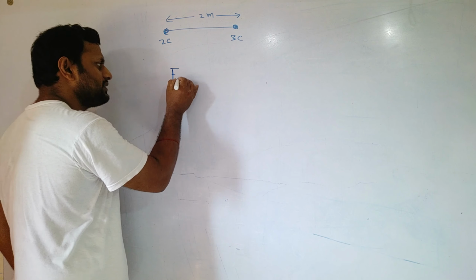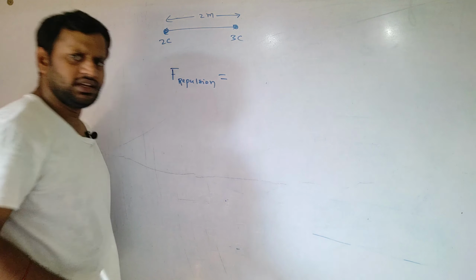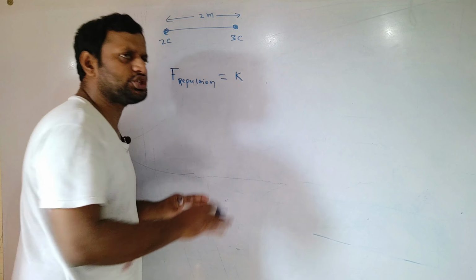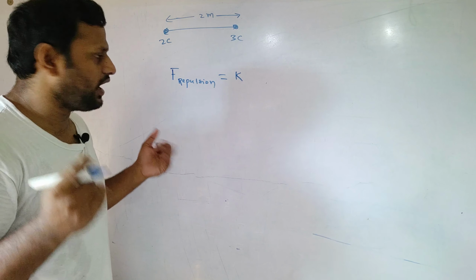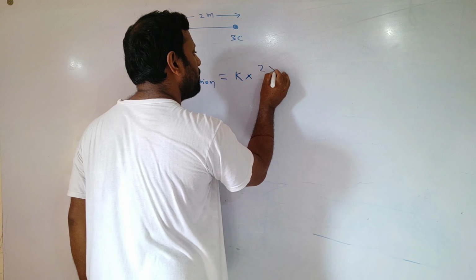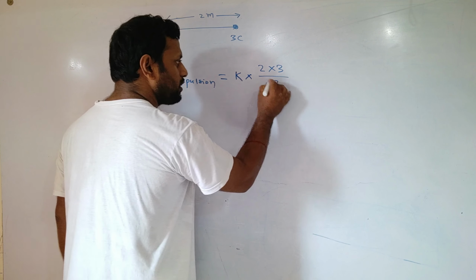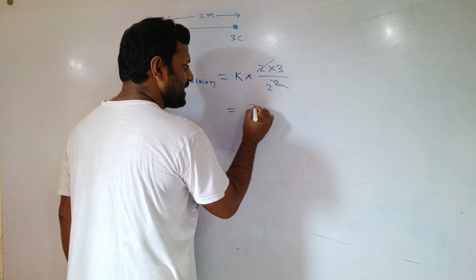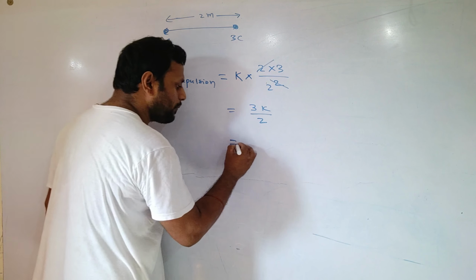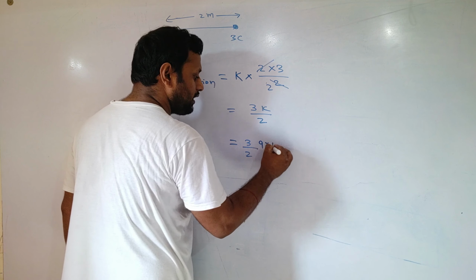So force of repulsion is equal to K, Coulomb constant K. Again, if nothing is mentioned, assume it is air, that is vacuum. So K, and its value all of you know, K Q1 Q2, 2 coulomb into 3 coulomb by the distance 2 square. So basically 3K by 2. If you put the value of K, that is 3 by 2 into K, which is equal to I think 9 into 10 to the power 9.